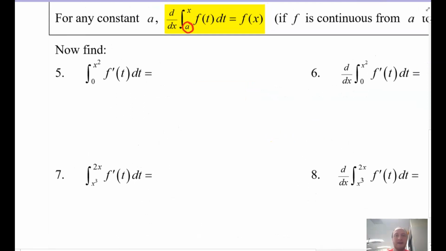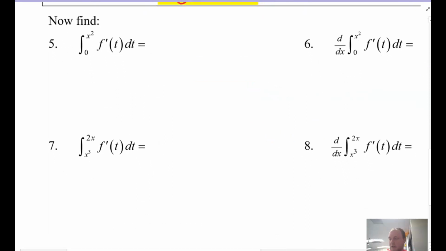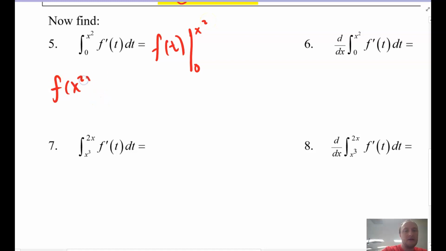Well, now let's look at another version of the second fundamental theorem of calculus. Here I have the integral from 0 to x squared of f prime of t dt. Again, I'm going to integrate f prime of t, so this just gives me f of t, and again, we're evaluating from 0 to x squared. So this is f of x squared minus f of 0.